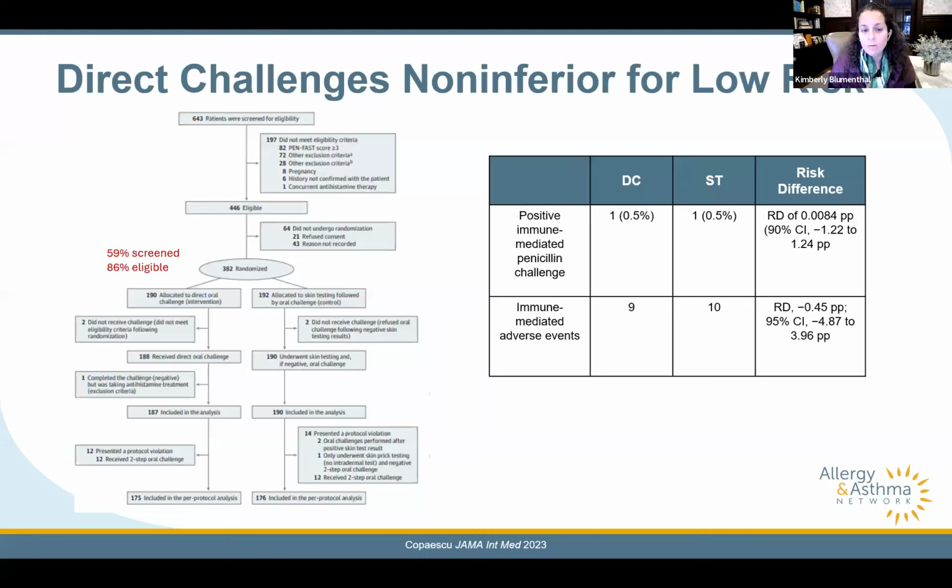Also, total immune-mediated adverse events, more than just these immediate immunologic challenges: the direct challenge group had 9 and the skin test had 10, and this risk difference was not significant.